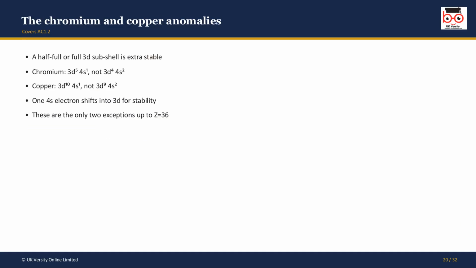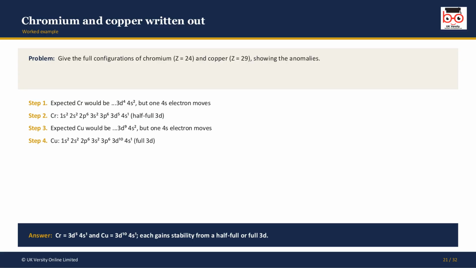There are 2 famous exceptions worth knowing. A half-full or a completely full d subshell turns out to be especially stable, and 2 elements take advantage of this. Chromium ends up as 3d5, 4s1, rather than the 3d4, 4s2 you'd expect, and copper becomes 3d10, 4s1, instead of 3d9, 4s2. In each case, one 4s electron shifts into the 3d for extra stability, and these are the only 2 exceptions up to element 36. Let's write those 2 out in full.